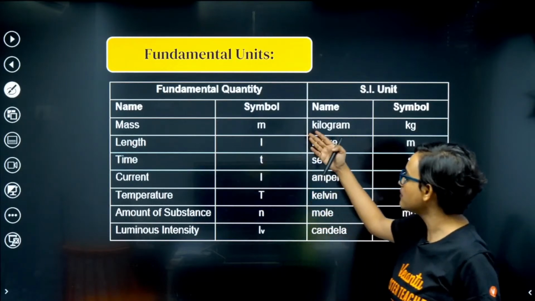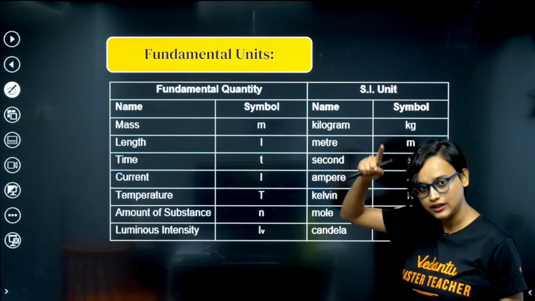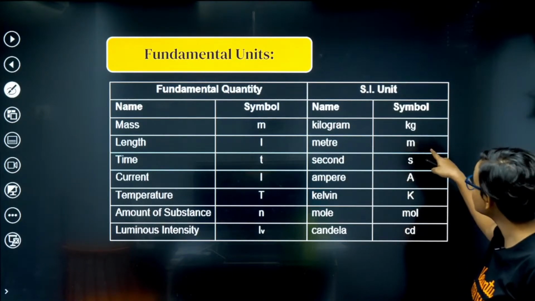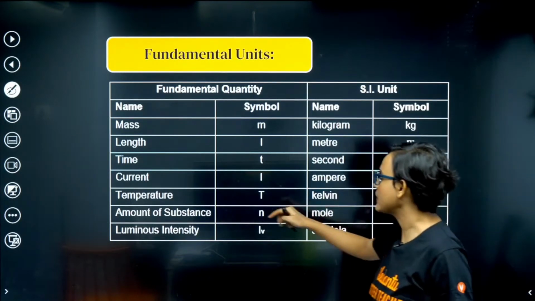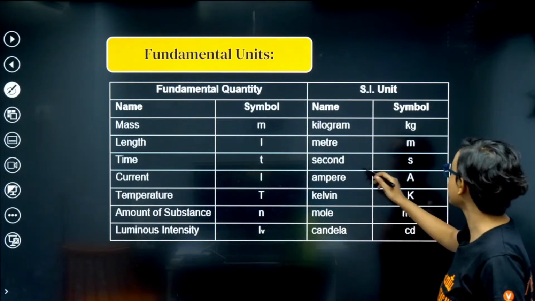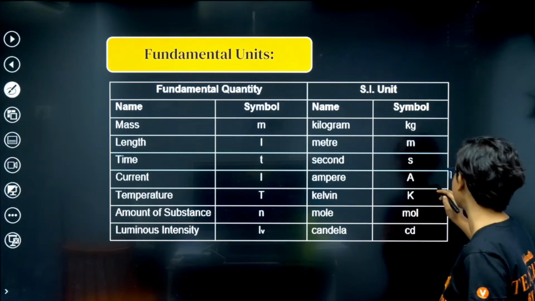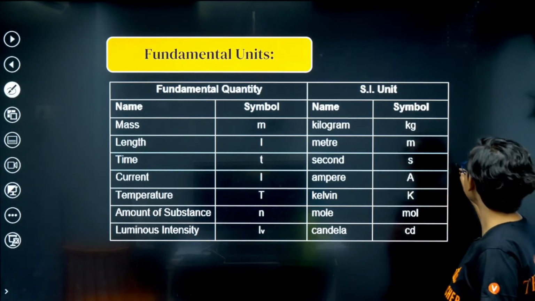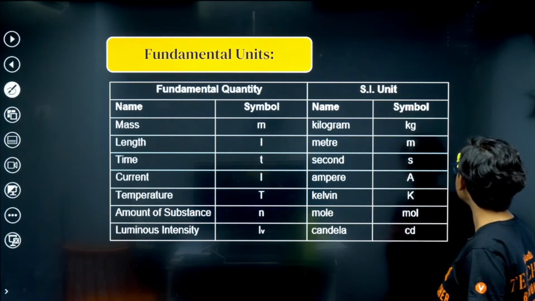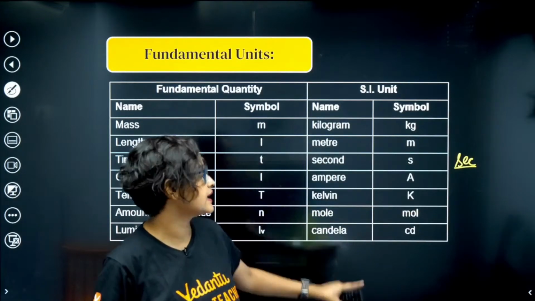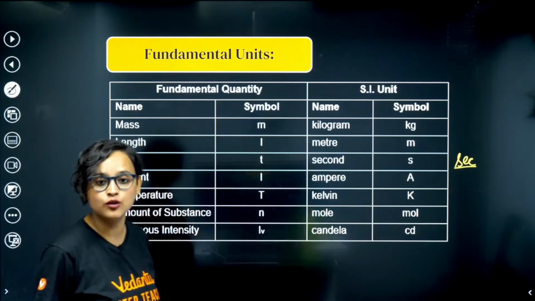Length: the symbol is small letter l. Meter is the SI unit and the symbol is small m. Time is t, and second is the SI unit of time, and the symbol is s. My dear students, please note, many students write sec. Sec is not the correct symbol. The correct symbol is only small letter s. Okay.